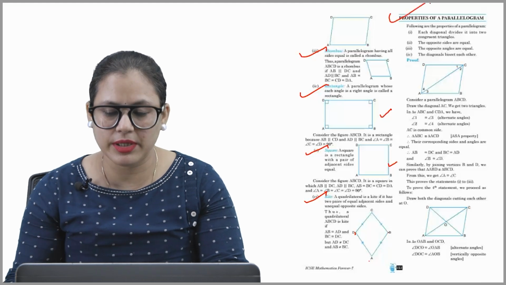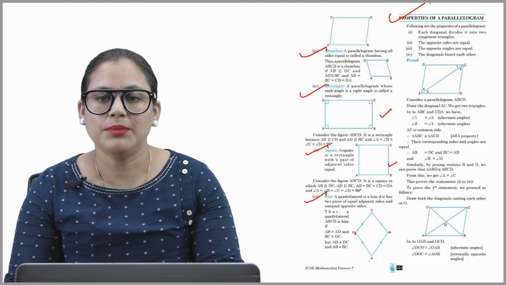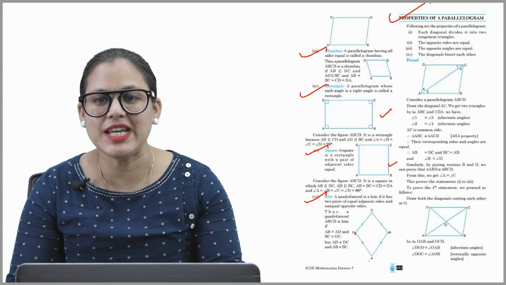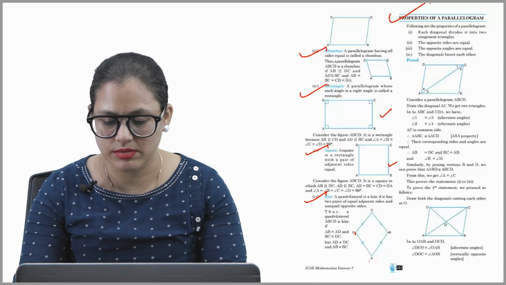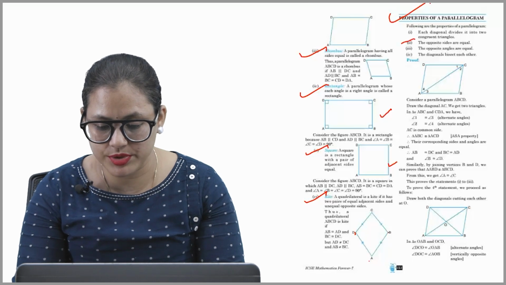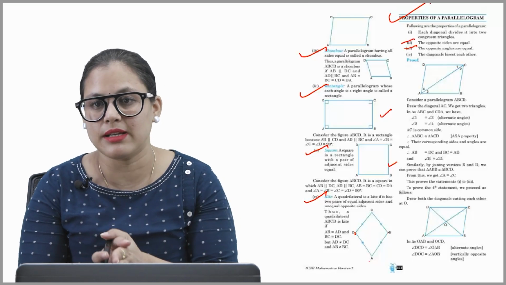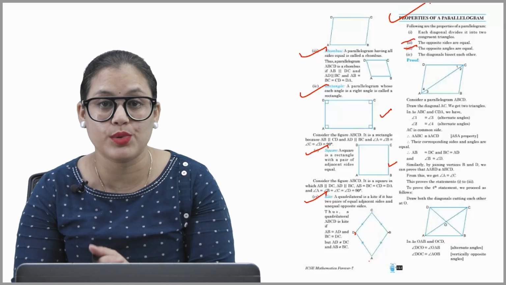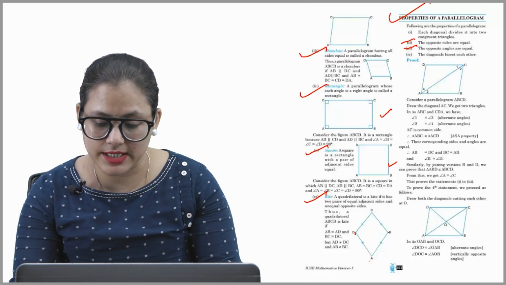Now, properties of parallelogram. Following are the properties of a parallelogram. Number 1, each diagonal divides it into 2 congruent triangles. Okay. 2, the opposite sides are equal. 3, the opposite angles are equal. 4, the diagonals bisect each other.